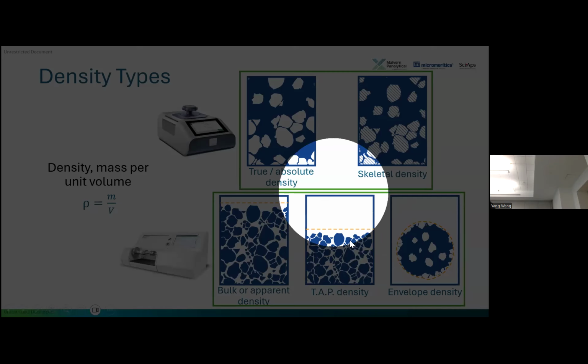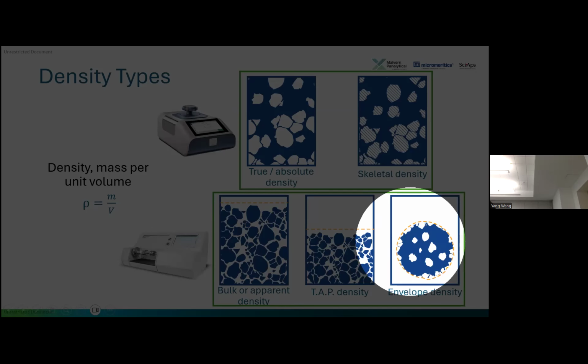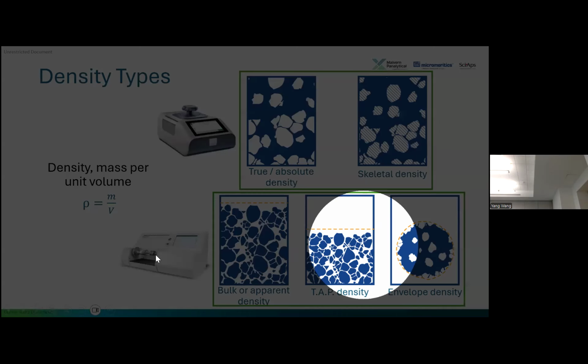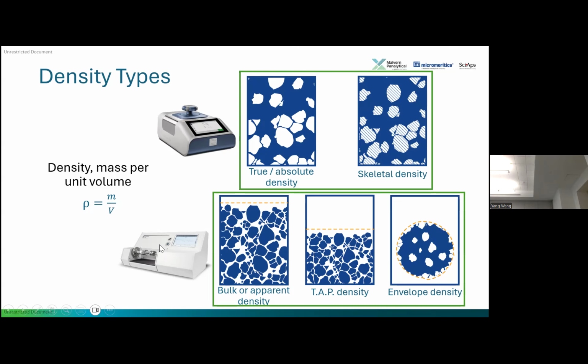And then this other one is envelope density. If you have a sizable material like a tablet or something, and it has some porosity, but you don't want to fill the pores, the technique used by this instrument here, called the GeoPyc, has a ceramic material coated with graphite that surrounds the particle and it won't go into the material. So you'll get what's called envelope density.